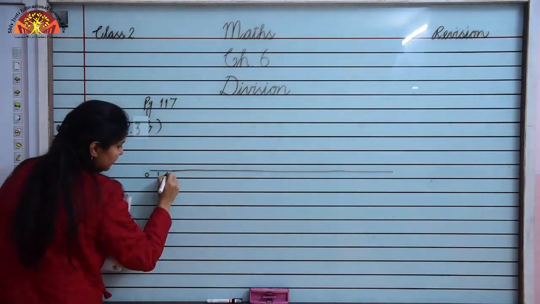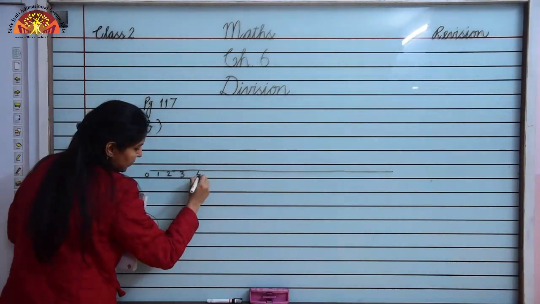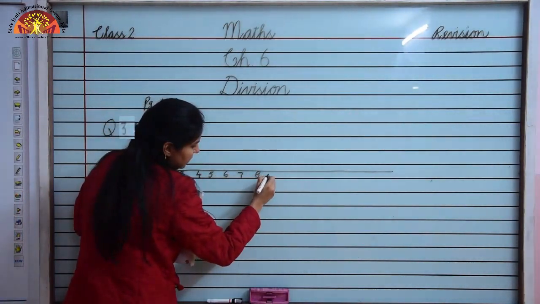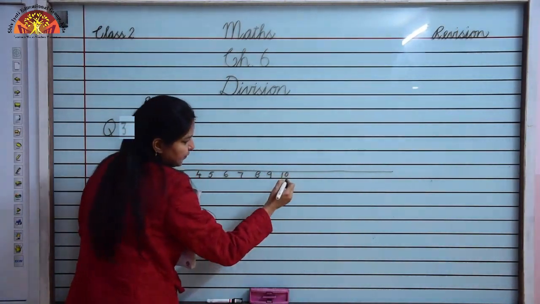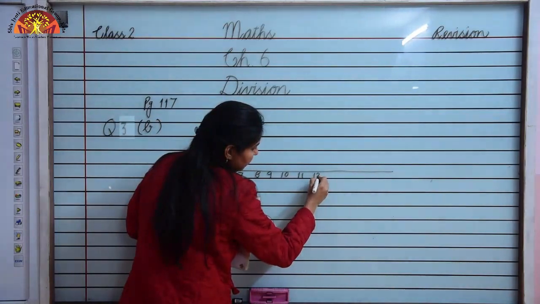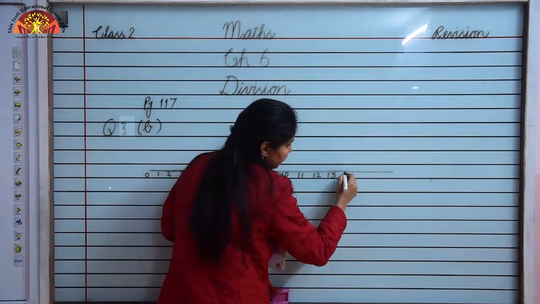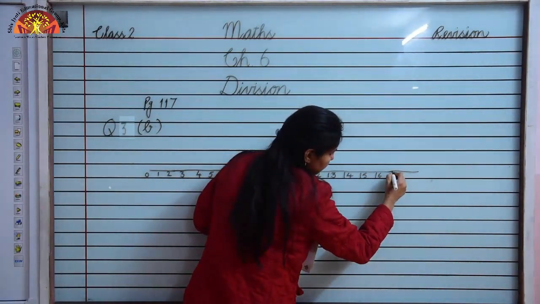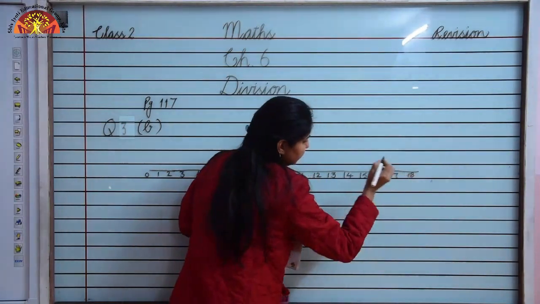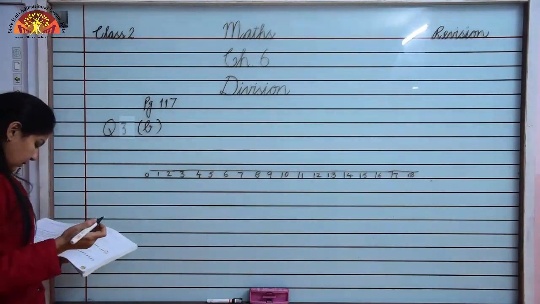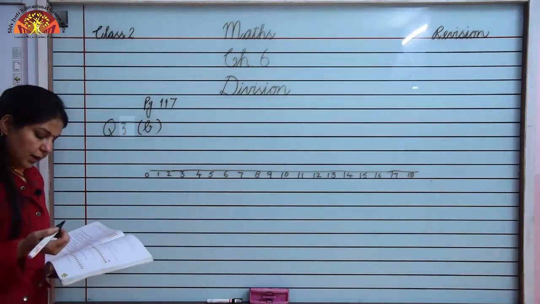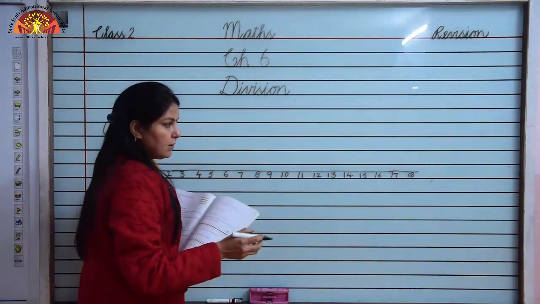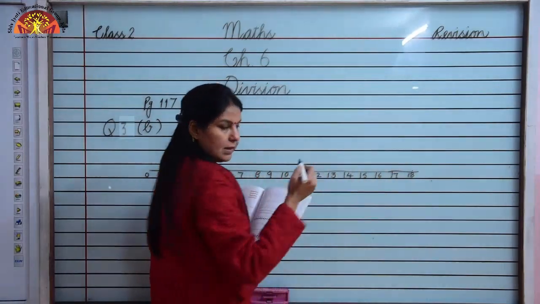0, 1, 2, 3, 4, 5, 6, 7, 8, 9, 10, 11, 12, 13, 14, 15, 16, 17 and 18. Now children, the sum is given. Divide 18 bananas equally among 6 family members. So what we will do? We will start counting from 18.